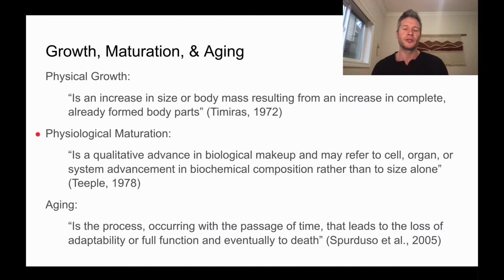Another maybe easier, more tangible example would be something like adolescence, right? So we biologically have our hormones change in our bodies, so that's a physiological maturation. And aging, last but not least, I will read this quote because it's very to the point, I find. So aging is the process occurring with the passage of time. It leads to the loss of adaptability or full function and eventually to death. So it's a very matter-of-fact definition, but I think it gets the point across.